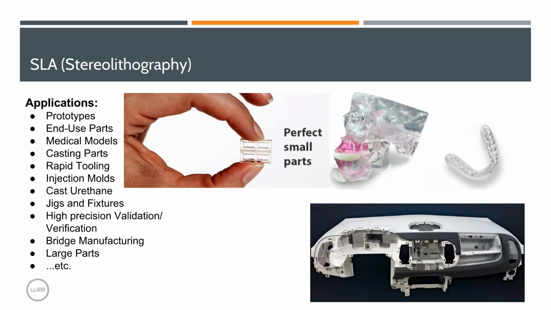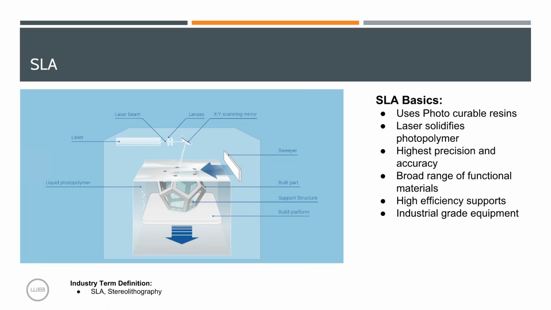Prototype, end-use parts, medical models, casting, rapid tooling, injection molding, cast urethane, jigs fixtures, high precision validation verification, bridge manufacturing, large parts. So we actually have a customer that we just sold one of our larger SLA systems to. They are actually printing injection molds directly off of their SLA system, large ones on top of that, not just small little molds. And they are doing thousands of parts off of those molds. Why? Because it's very highly customized, short-run manufacturing parts that they make in a very niche market.